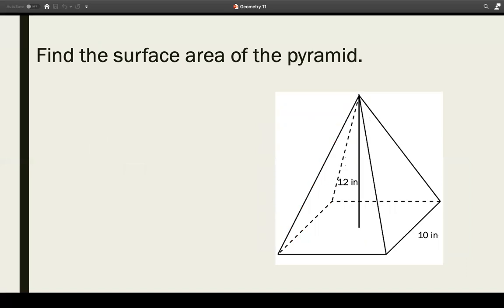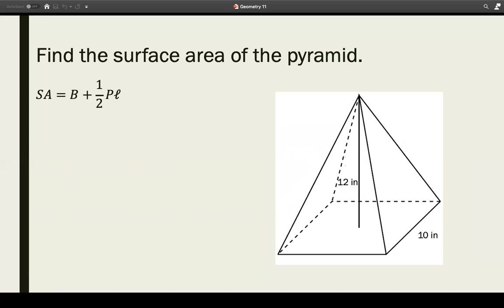Next one, we want to find the surface area of the pyramid. This time our base is a square. And also we have a height of 12 inches, not a slant height, but just a height from the middle of the pyramid up to the top. So in this case, we actually are going to have to find the slant height ourselves because we don't know the slant height yet.